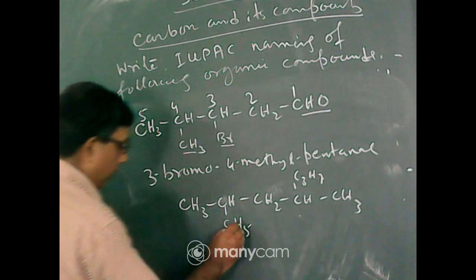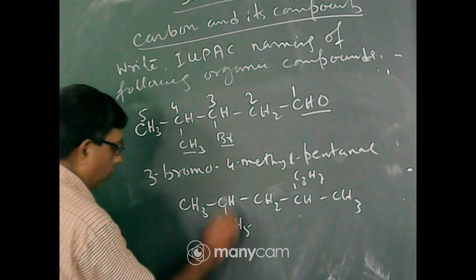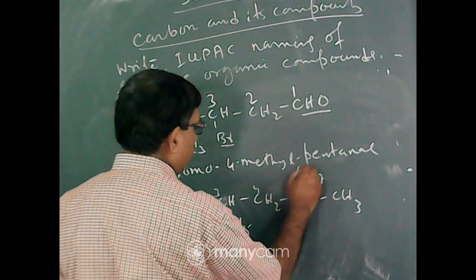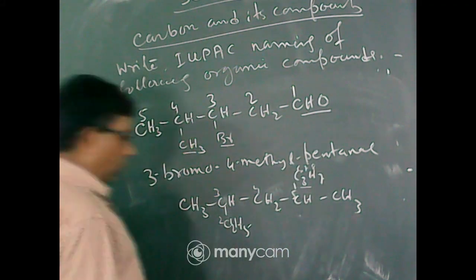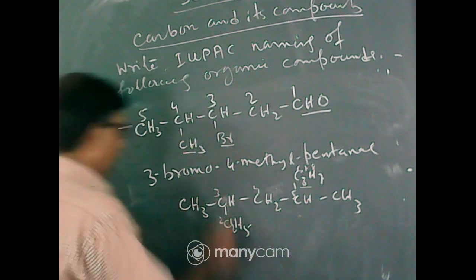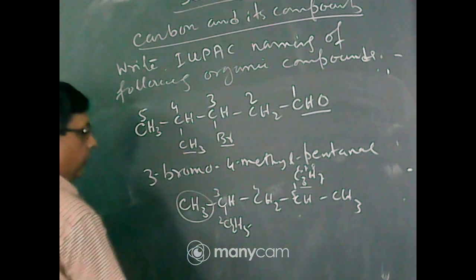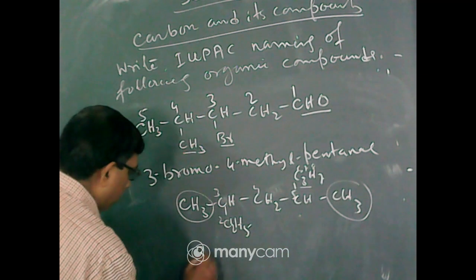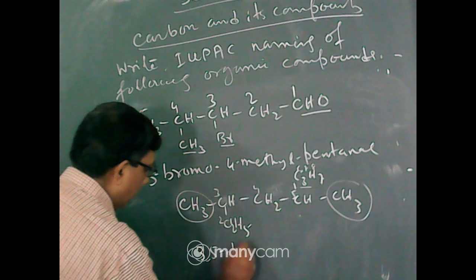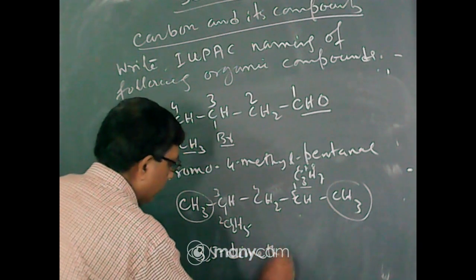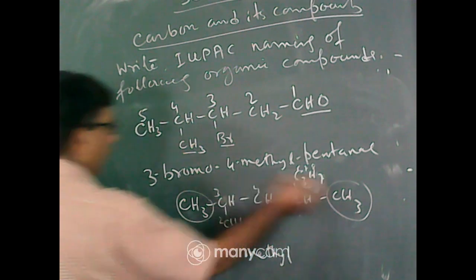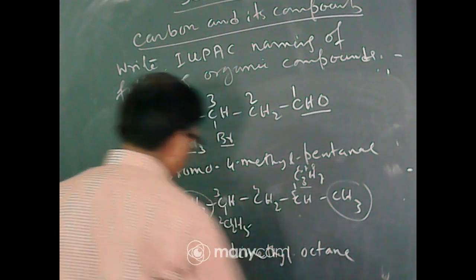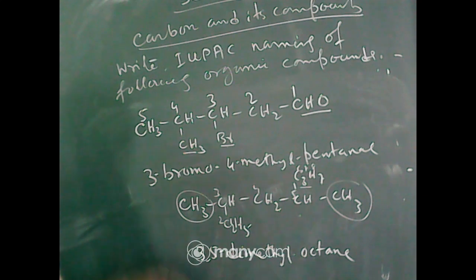This is the longest chain. Here C2, then 1, 2, 3, 4, 5. Here 3 carbon, 6, 7, 8. So 8 carbon is present. At carbon number 3, there is a methyl group, and at carbon number 5, there is another methyl group. So write 3, 5 dimethyl. How many carbon? 8. So octane. All are single bond. So 3, 5 dimethyl octane.